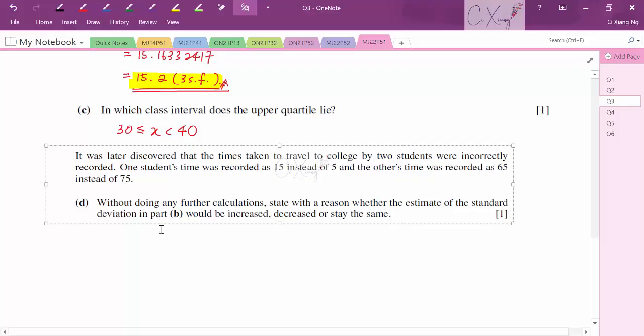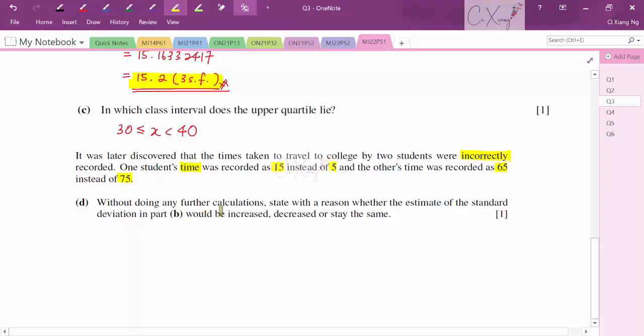And now for part D. It was later discovered that the time taken to travel to college by two students was incorrectly recorded. One student's time is actually 15 instead of 5. And the other time was recorded as 65 instead of 75. So let's have a look at 15 and 5, and then 65 and 75.